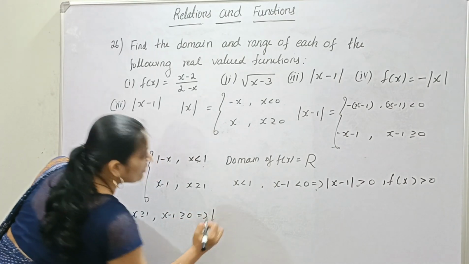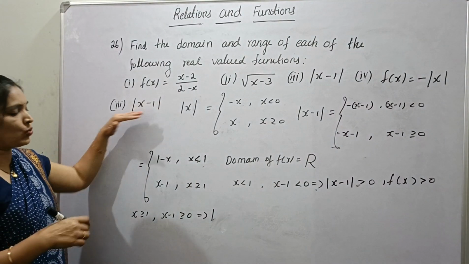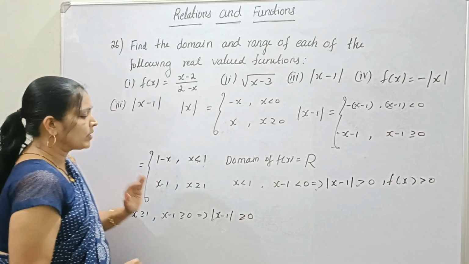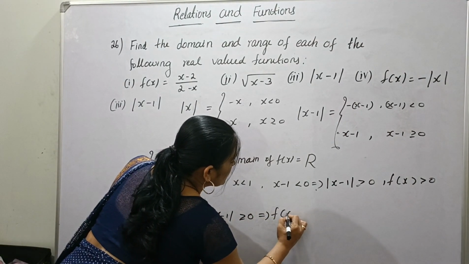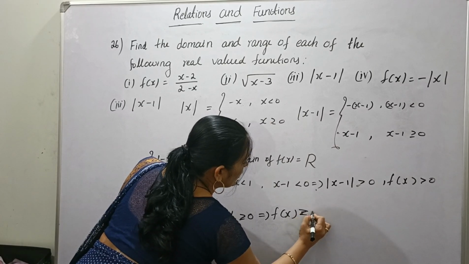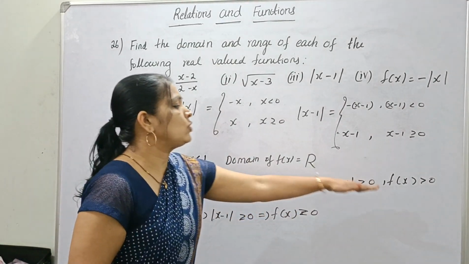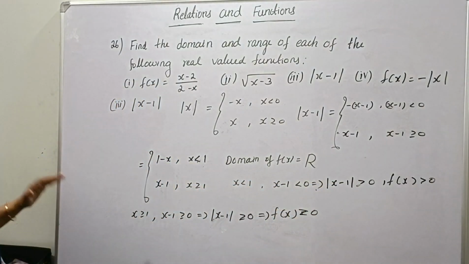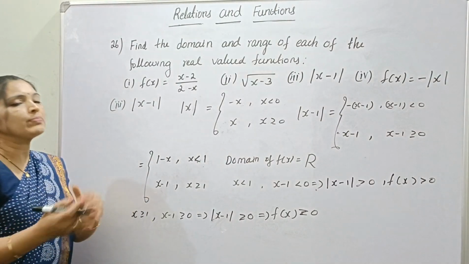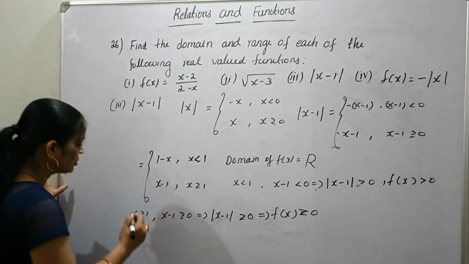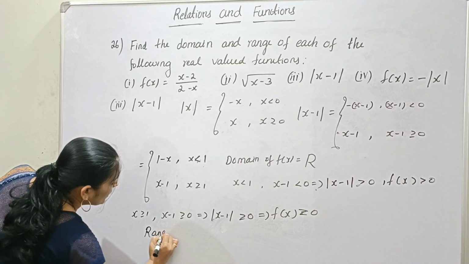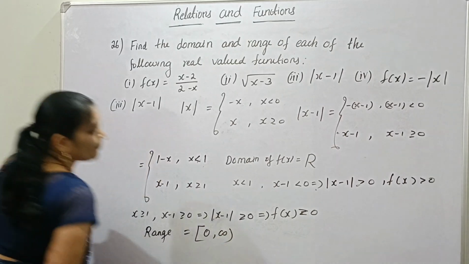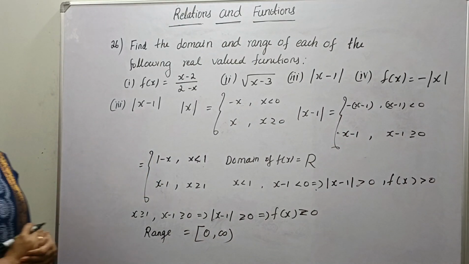Our f of x is nothing but modulus x minus 1, right? So the modulus of x minus 1 is always greater than or equal to 0. Therefore f of x is greater than or equal to 0. Here also we have got f of x greater than or equal to 0. Therefore, the range starts from 0. So the range is 0 to infinity.